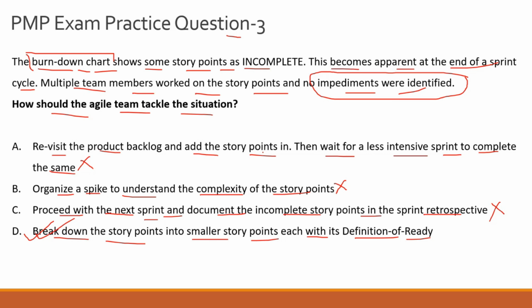And that might be one of the reasons that nobody highlighted it, because the story point looked simple in terms of execution, but the entire scope of it was quite huge to be executed in a single sprint. That might be the reason that no impediment or risks were highlighted. So breaking it down into smaller story points might make sense, and that is why option D is the correct answer choice, with each of its sub story points having the definition of ready.